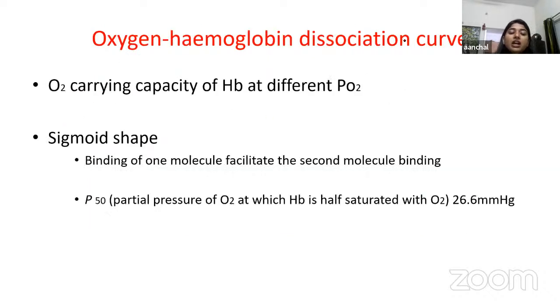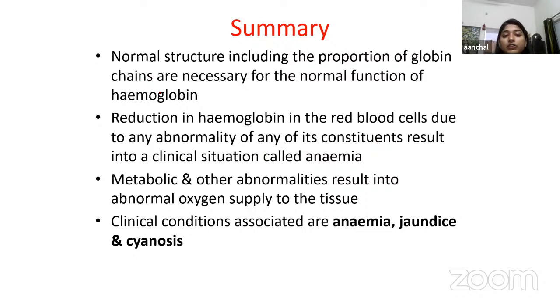Now, the oxygen hemoglobin dissociation curve, as we have discussed, signifies the oxygen carrying capacity of hemoglobin at different PO2. It is sigmoid in shape, representing that binding of one molecule facilitates the binding of the second molecule. P50 is the partial pressure of oxygen at which hemoglobin is half saturated with O2, that is 26.6 mmHg. Now the summary. Normal structure, including the proportion of globin chains, is necessary for the normal function of hemoglobin, and reduction in hemoglobin in the RBC due to any abnormality of its constituents results in a clinical situation known as anemia. We're going to discuss anemia in the class after RBC. Then metabolic and other abnormalities result in abnormal oxygen supply to the tissue. Clinical conditions associated are anemia, jaundice, and cyanosis.